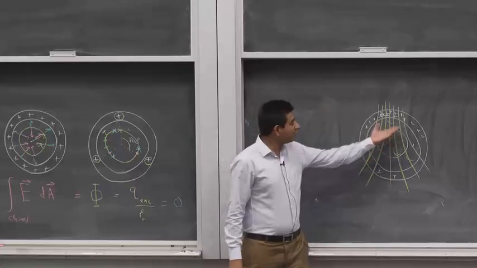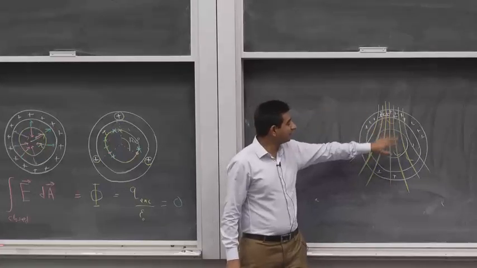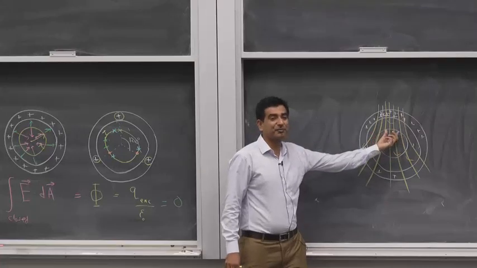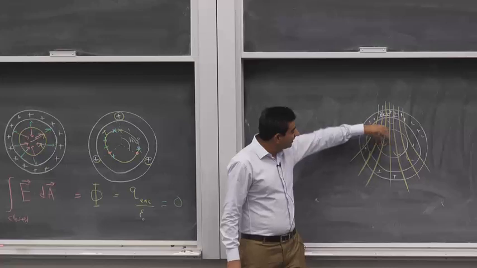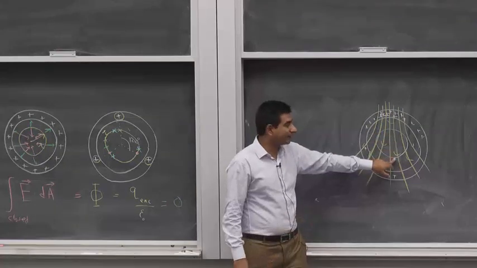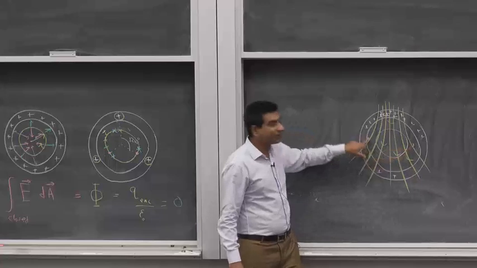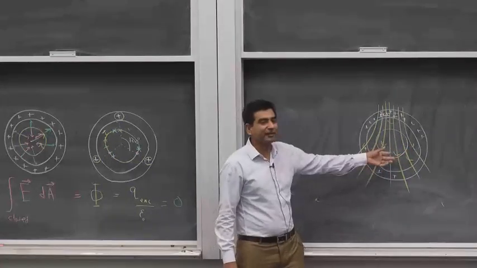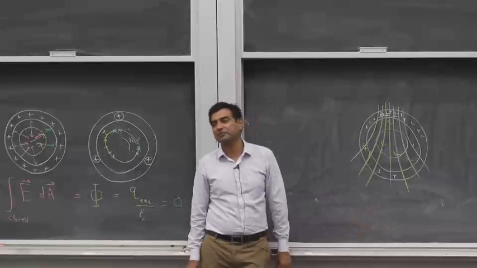On the top hemisphere of this Gaussian surface, there are more electric field lines entering, but they are bunched over a smaller area. Here there are fewer electric field lines per unit area that are leaving the surface, but they are spread out over a larger area. So everything just balances out so that the total flux through this closed surface is going to be zero.